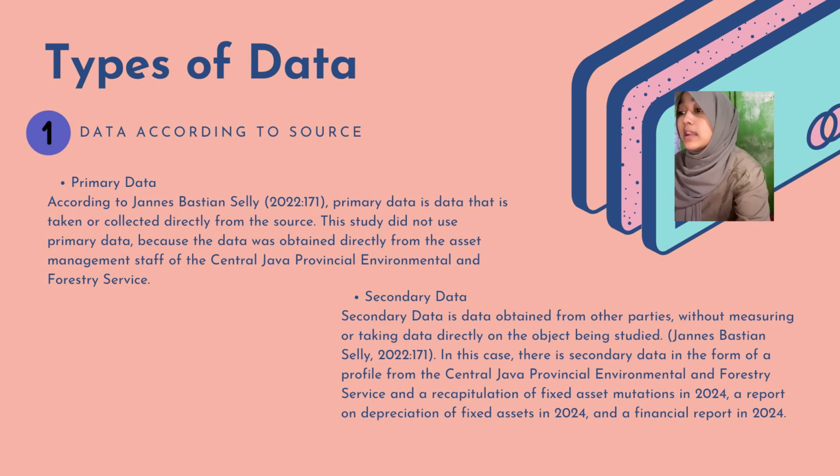And the second one is secondary data. Secondary data is obtained from other parties without measuring or taking data directly on the object being studied, based on Janus Bastian Sally 2022. In this case, there are secondary data in the form of a profile from the Central Java Provincial Environmental and Forestry Service and a recapitulation of fixed asset mutation in 2024, a report on depreciation of fixed assets in 2024, and a financial report in 2024.